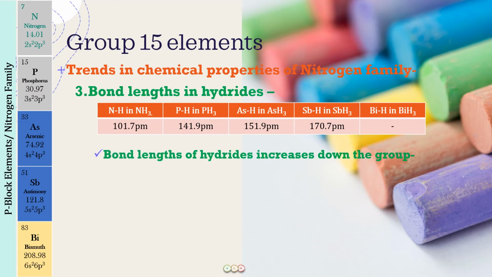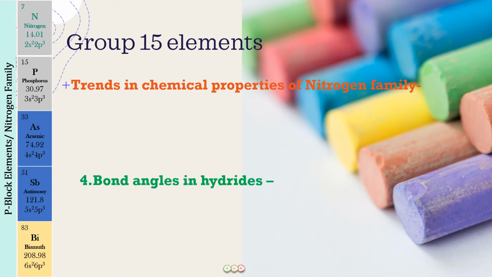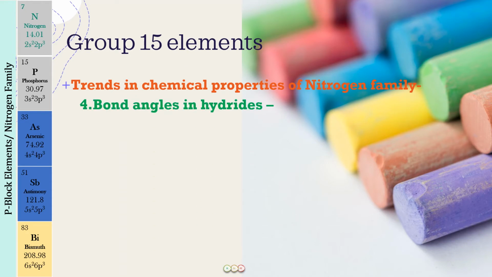Okay. So what is happening? The bond lengths are increasing down the group. Now, why are they increasing down the group? That is very simple: as we go down the group, the size of the central atom is increasing. Therefore, the bond length will also increase. So what is going to be the trend? Down the group, as the central atom size is increasing, the bond length is going to increase for the hydrides. Okay. So now let us quickly talk about the bond angles in the hydrides.